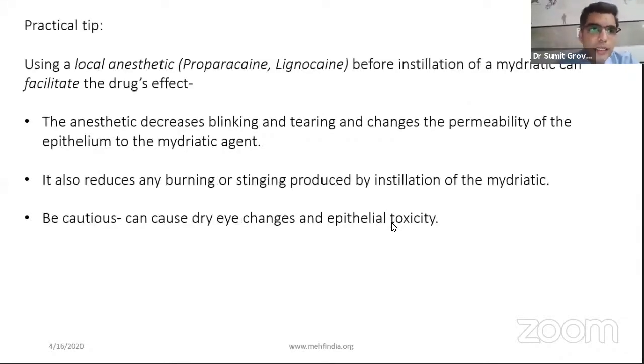It's a small practical tip that before dilatation, we can use a local anesthetic, which is proparacaine. This anesthetic decreases blinking and tearing and changes the permeability of the epithelium to the mydriatic agent. It also reduces any burning sensation, so the patient will be more cooperative. But be cautious that these drugs can cause dry eye changes and epithelial toxicity, and never ever give these drugs to your patient to put in unnecessarily. They are very dangerous.